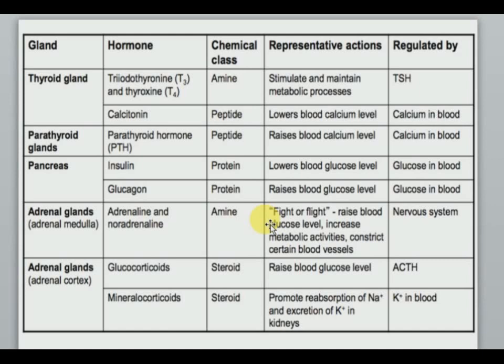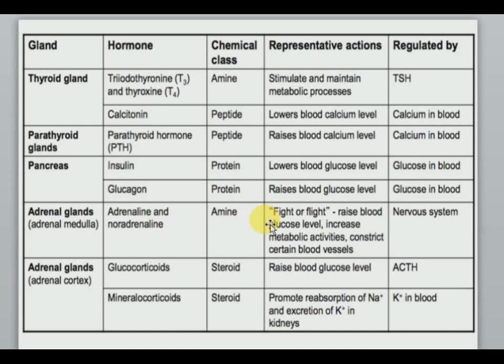All right. And we have adrenal glands, which secrete adrenaline and noradrenaline. We all know that the function of adrenaline is for fight and flight. We also have the adrenal cortex, which secretes glucocorticoids, which are steroids. The steroid here is very important. An example is cortisol, which helps raise blood glucose level and is also essential for athletes to overcome stress.